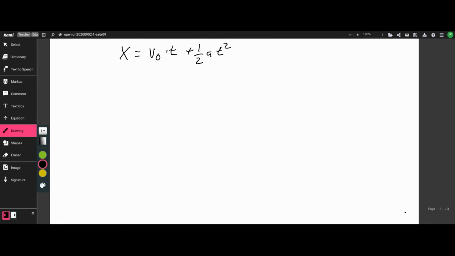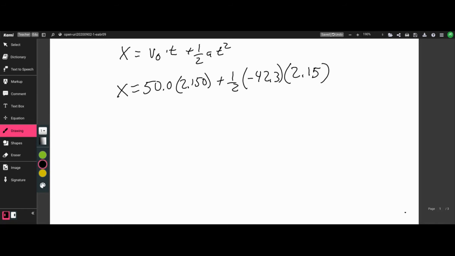Okay, so let's say that we have x equals 50.0 times 2.15 plus 1/2 times negative 42.3 times 2.15. Now, these were all measurements of 2.150. There is a zero there.